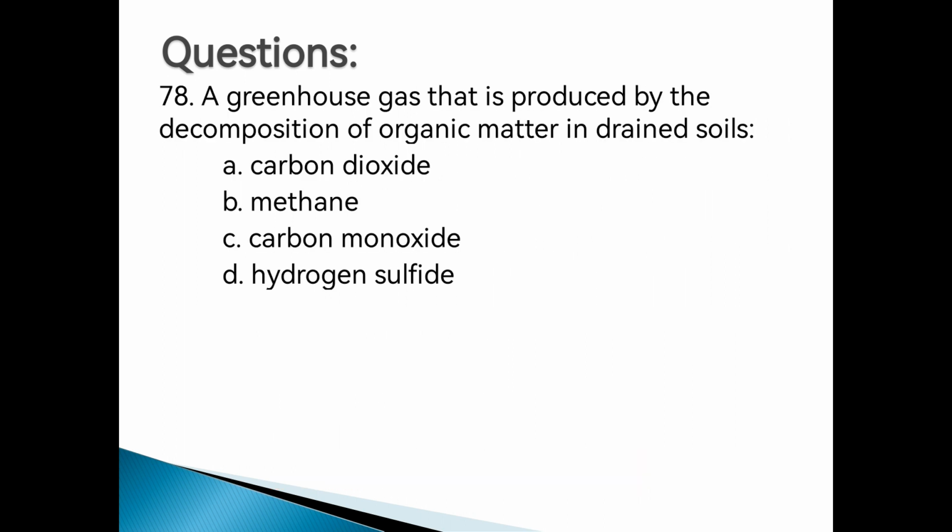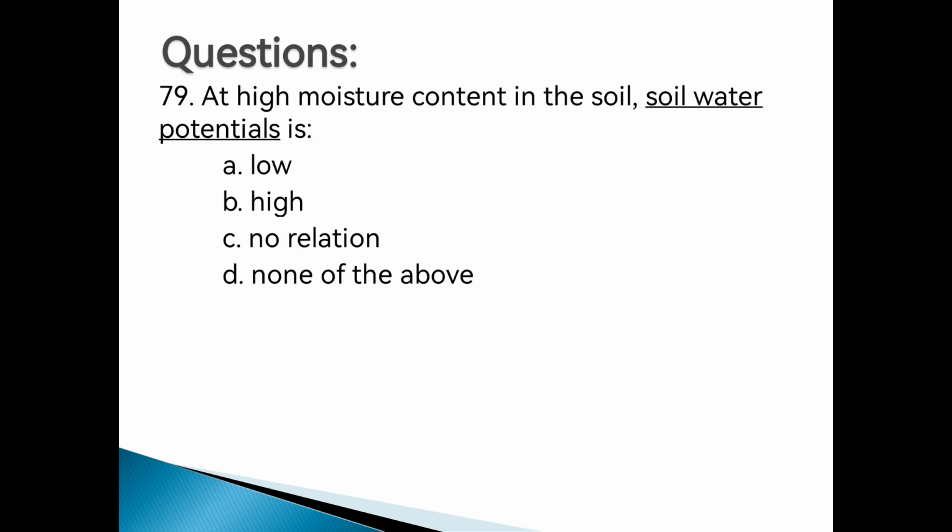Number 78. A greenhouse gas that is produced by the decomposition of organic matter in drained soils: A. Carbon dioxide, B. Methane, C. Carbon monoxide, D. Hydrogen sulfide. The correct answer is A. Carbon dioxide. Number 79. At high moisture content in the soil, soil water potential is: A. Low, B. High, C. No relation, D. None of the above. The correct answer is B.